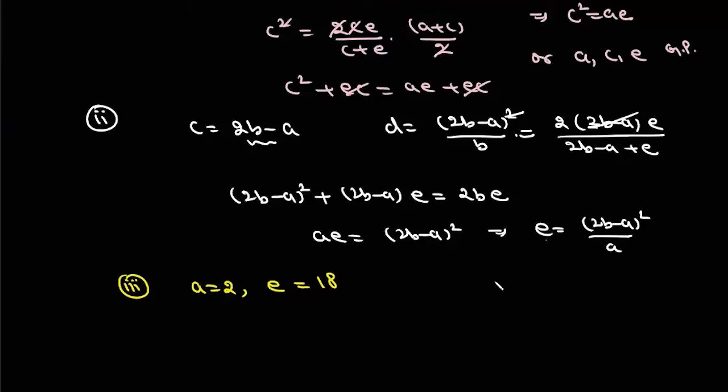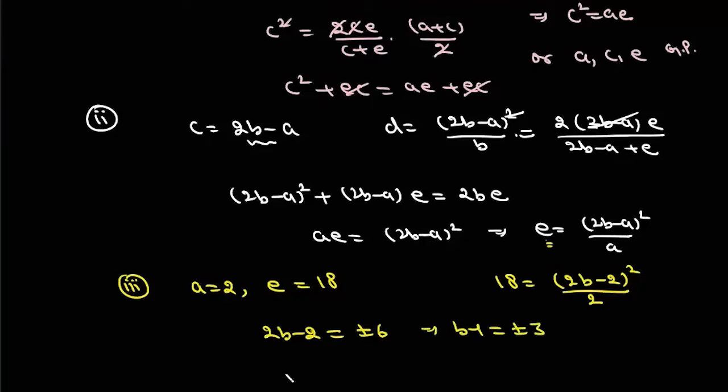Now we'll put e as 18, then we'll get 2b and a is 2, (2b minus 2) whole square upon, and a is 2, so you'll get 2b minus 2 equals root 36, which is plus or minus 6, or b minus 1 equals plus or minus 3. So if we take plus sign, we'll get b as 4, and if we take minus sign, we'll get b as minus 2.